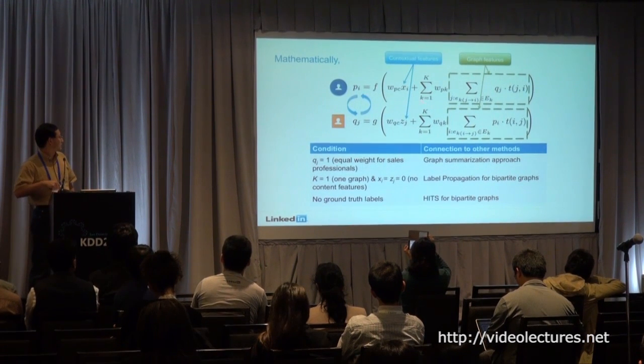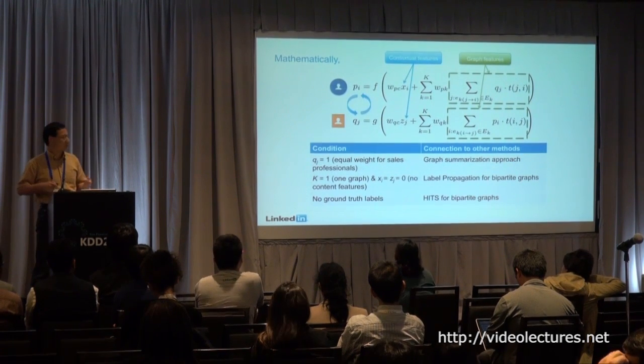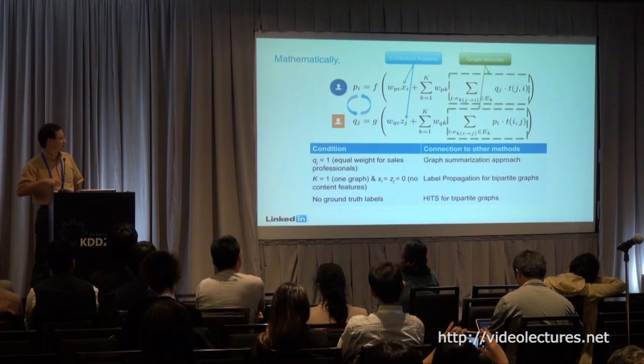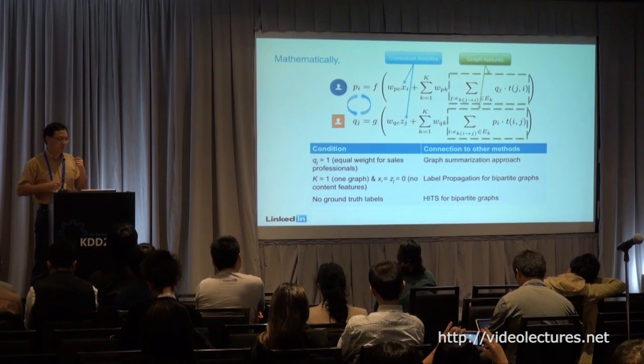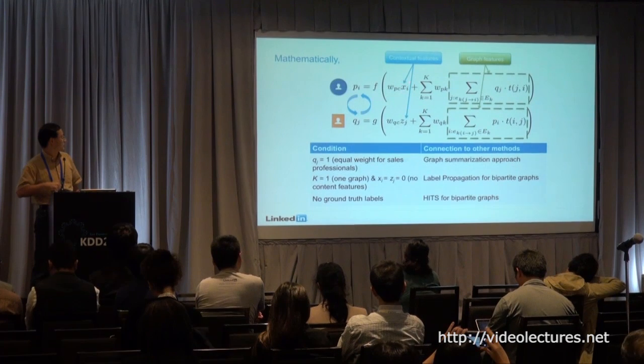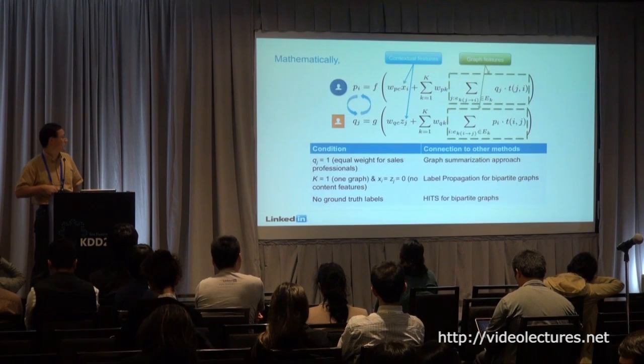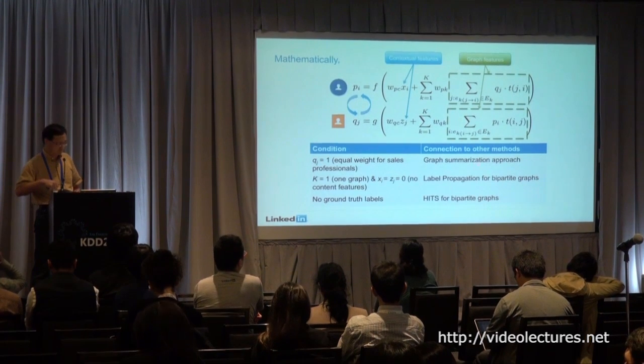So just trying to draw some connections to some existing methods. If you fix all the Q to be 1, meaning that I don't learn the weights for salespeople, I just fix everything here. This can be thought of as a graph summarization, like a basic learning algorithm. You basically have all the features, static or graph-based, and you learn a single logistic regression kind of model. So that's a special case.